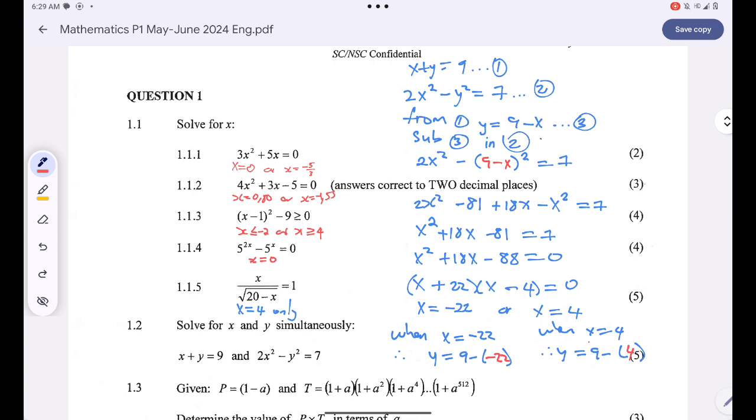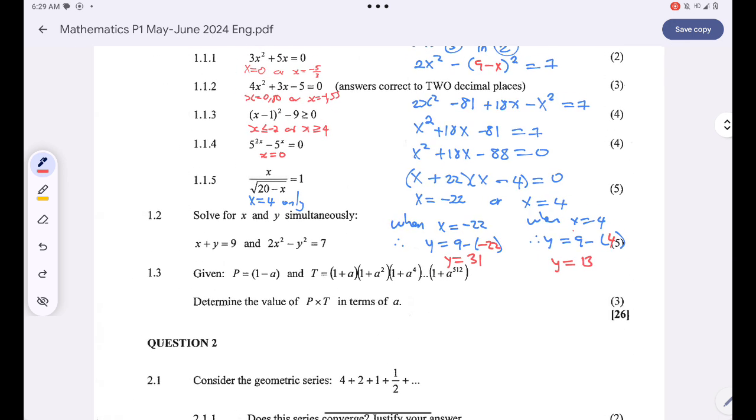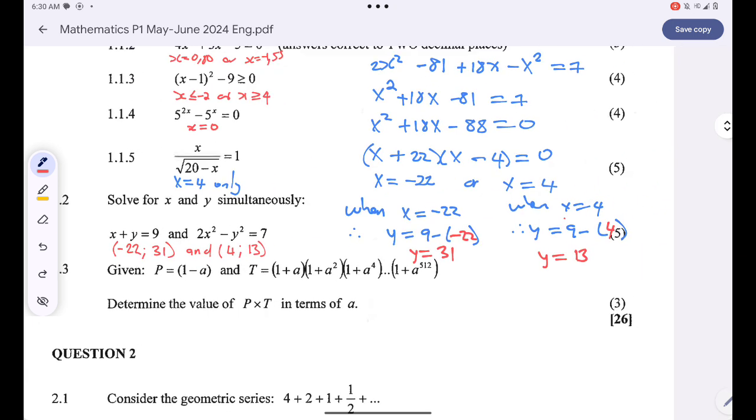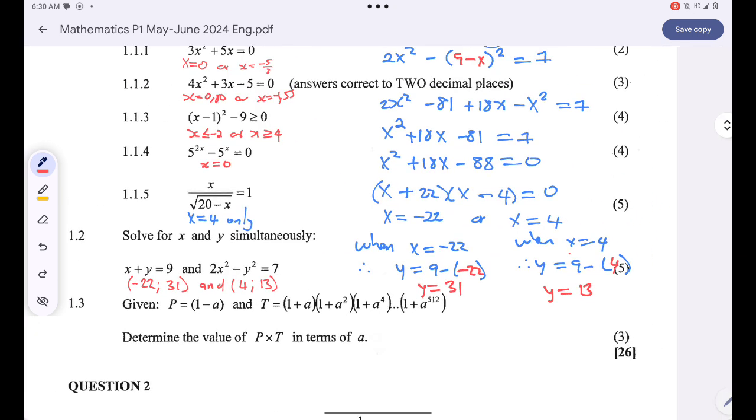So 9 minus a negative 22, this will give us y to be equal to 31, and then over there y will simply be equal to 5. So whenever I write my solution, guys, I'll write it as coordinates. I know that when x is negative 22, its corresponding y value will be 31, and when x is equal to 4, its corresponding y value will simply be 5. That's how you're supposed to solve that simultaneous equation over there.